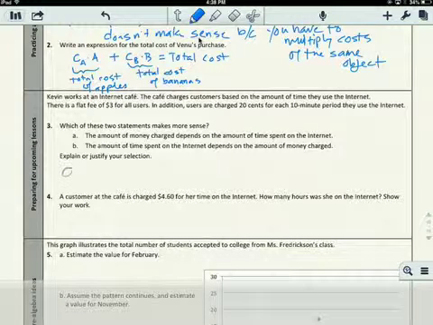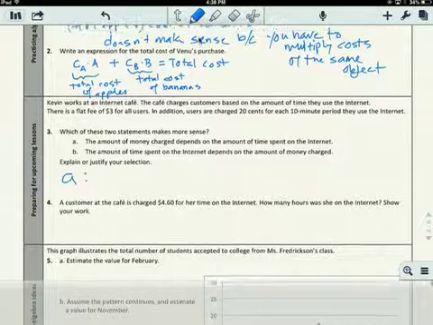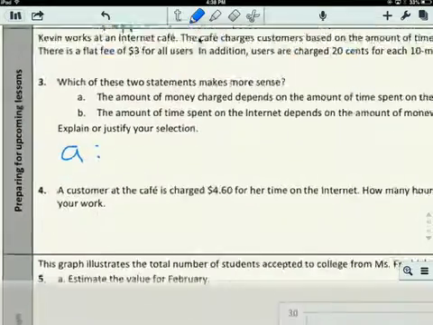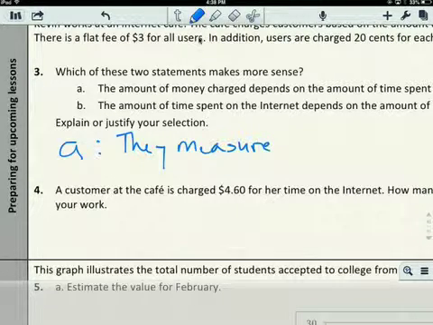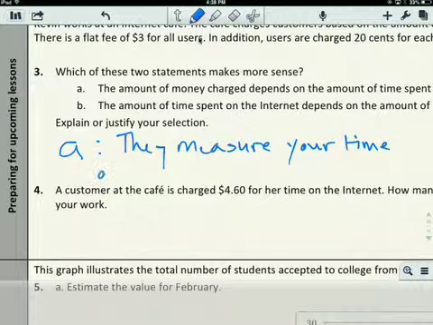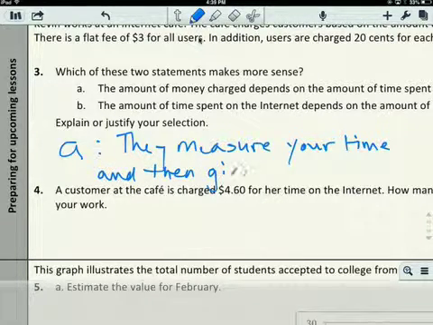I'm going to say A. They measure your time and then give you a bill. That's what it means to depend. That means the bill depends on the time.